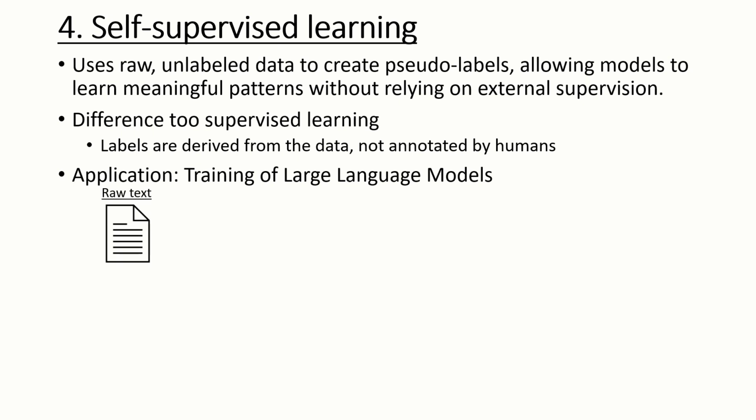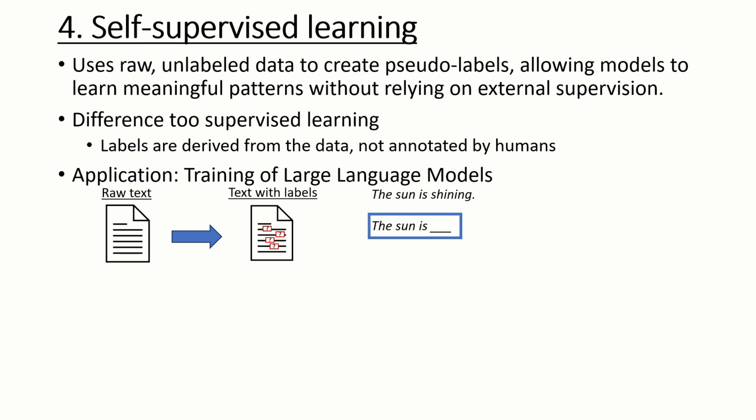So we have raw text, for example, from internet websites or books. And now the labels are derived from the data itself. So for example, if we have the sentence, "the sun is shining," we get rid of the last word and use this as an input for a supervised learning task. And we know the desired output label is shining. Now the machine learning model tries to map this input to that output.